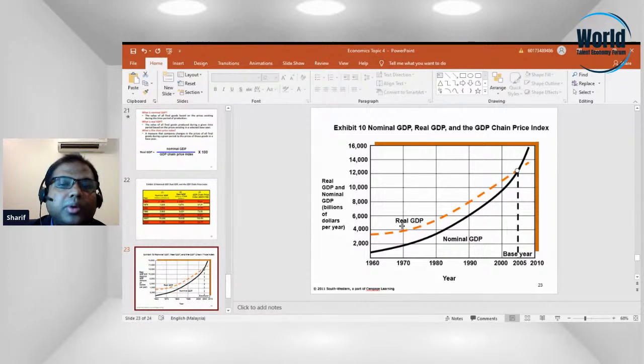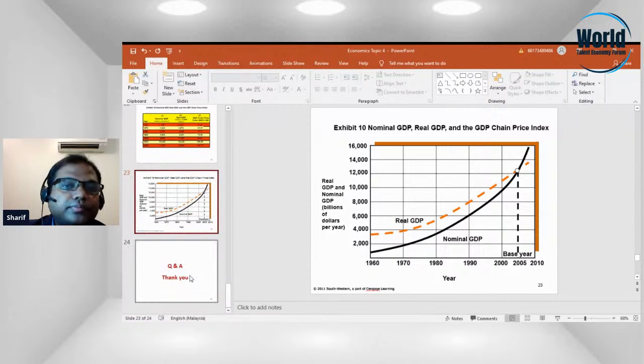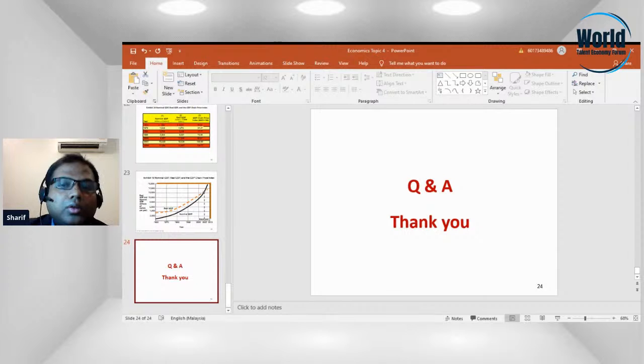So real GDP in 1996 is less than 4000, and in 2005 they cross each other, and this is also around 12,000. So this is the base year for these things. This is the basic thing we're going to discuss. We discuss real GDP, real gross income, and all of the specific things.